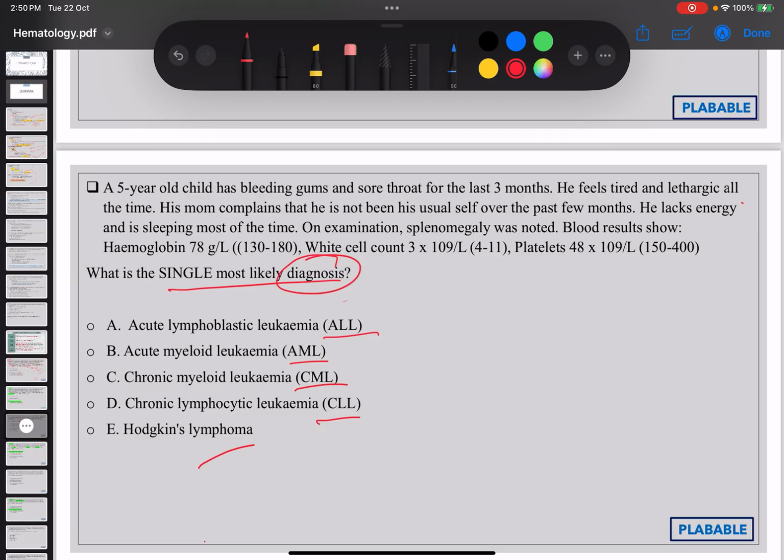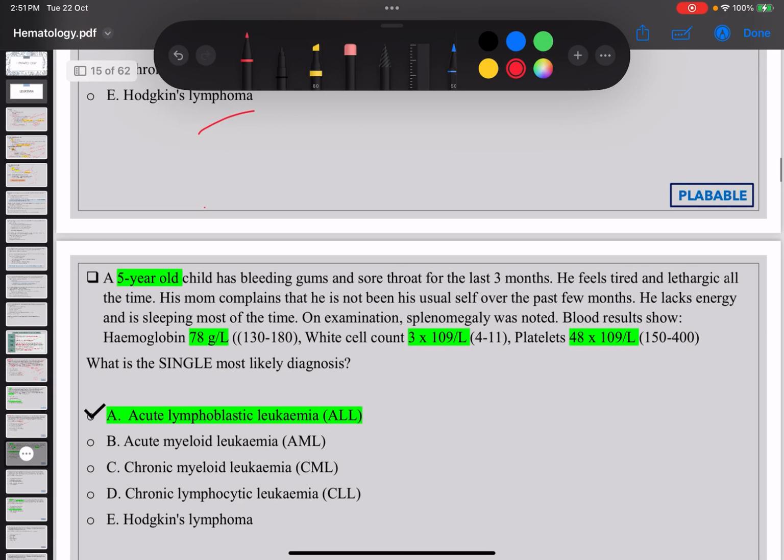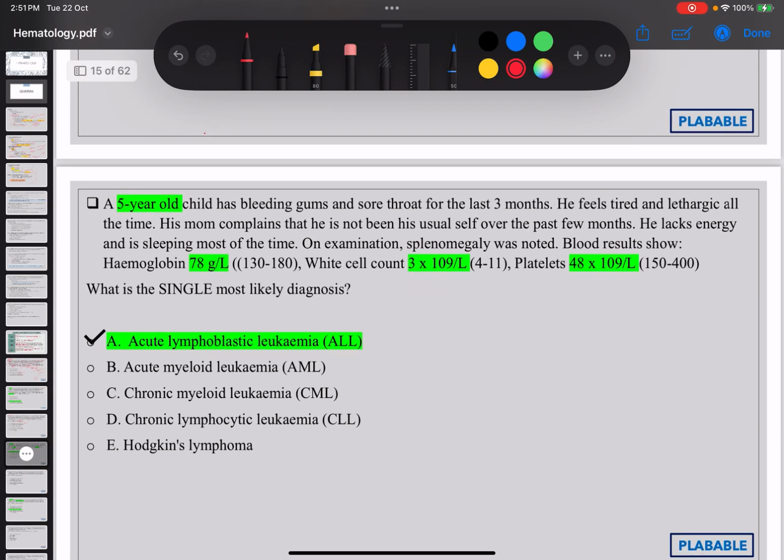The previous line shows platelets are low, WBC is low, hemoglobin is low, so we are dealing with pancytopenia. Splenomegaly is noted, and the age group is 5 years. So the diagnosis will be nothing else, ALL. This is the clincher, and this is how you can save your time.